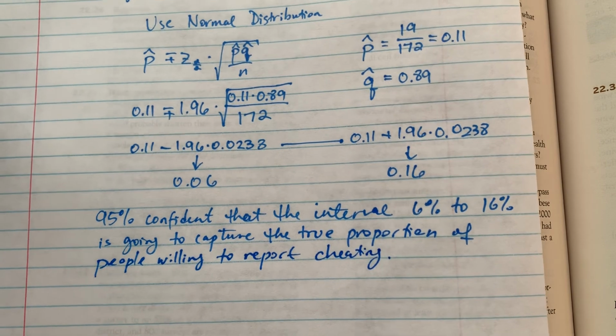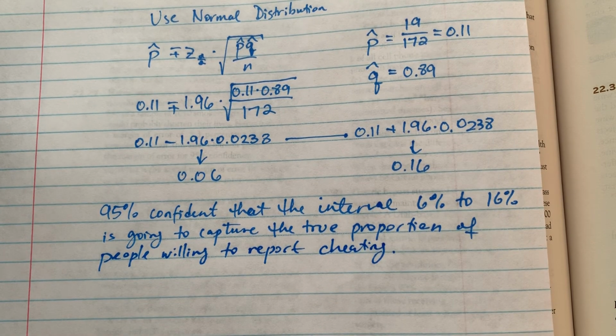And this is what we've got there. This is it for confidence intervals for proportion. This actually turns out to be a little bit simpler than for the mean, but that's what we've got.